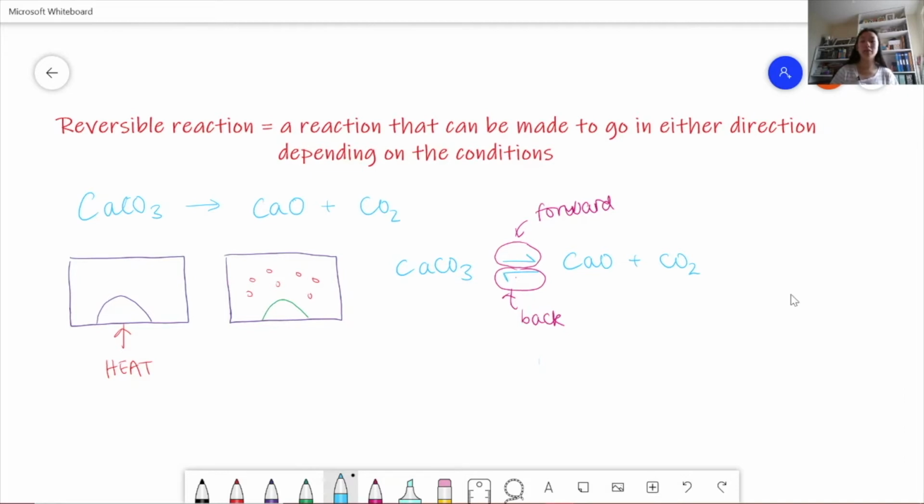And an equilibrium mixture is a mixture where the forward reaction occurs at the same rate as the back reaction. And this isn't necessarily when all the concentrations of the reactants and products are the same. It's just when the forward reaction is at the same rate as the back reaction. However, the concentrations of each reactant and each product must remain constant for it to be in equilibrium.